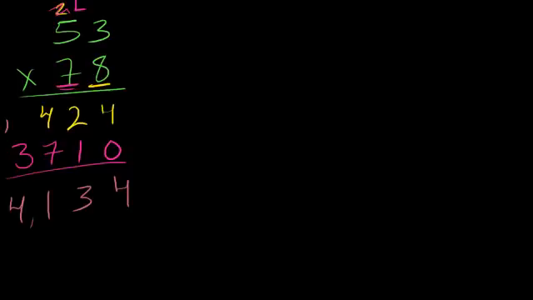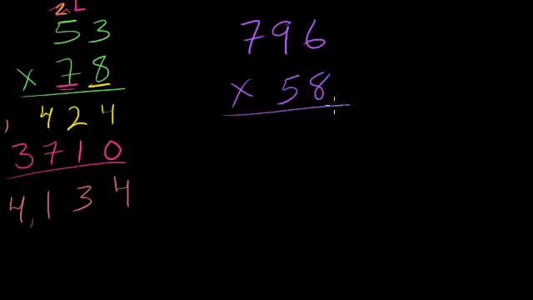Let's up the stakes a little bit. So let's say I had 796 times 58. Let's mix it up well. All right, so first we're going to just multiply 8 times 796. And notice I've thrown an extra digit up here. So 8 times 6 is 48. Put the 4 up there. 8 times 9 is 72. Plus 4 is 76.